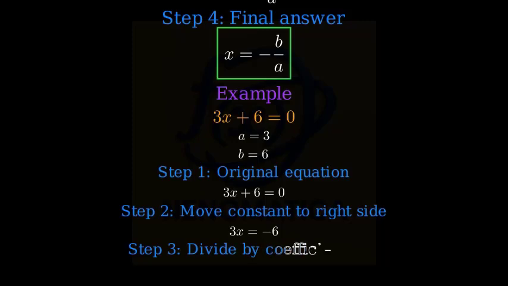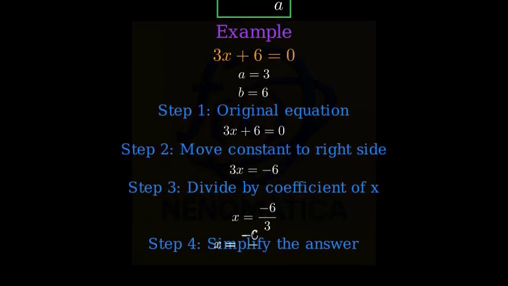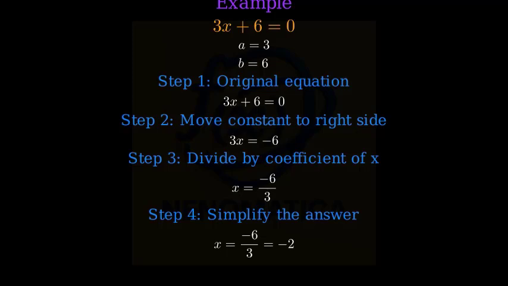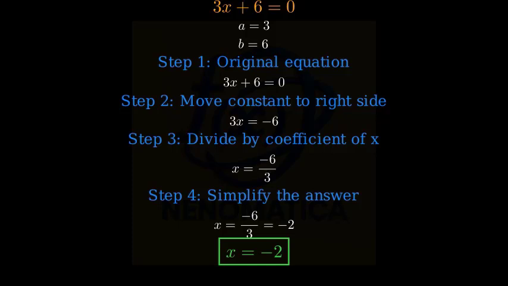Step 3. We divide both sides by the coefficient of x, which is 3. This gives us x equals negative 6 divided by 3. Step 4. We simplify our answer. Negative 6 divided by 3 equals negative 2. Therefore, x equals negative 2 is our final answer.